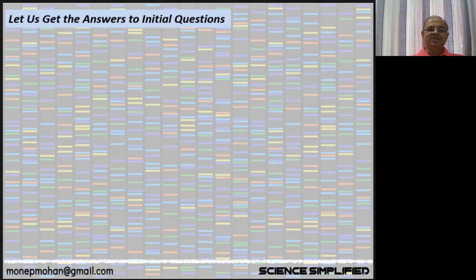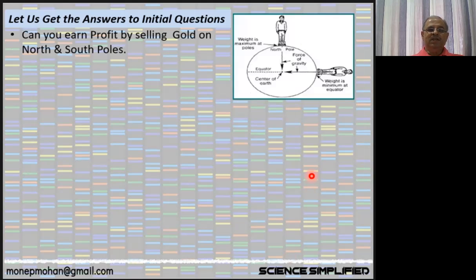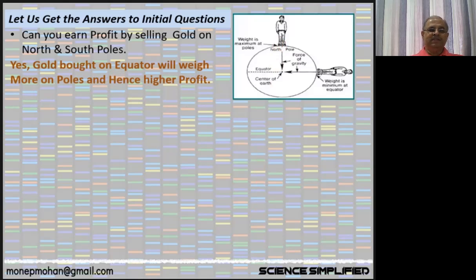So let us get the answers to the initial questions. The first question is, can you earn profit by selling gold at the North and South poles? You will see in this diagram, the weight at the equator is less, whereas the weight at the poles is higher. Hence, you can buy gold at the equator and sell it at the North Pole. The mass remaining the same, the weight will be more.